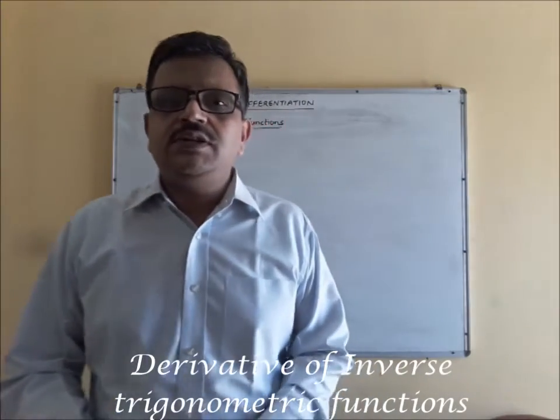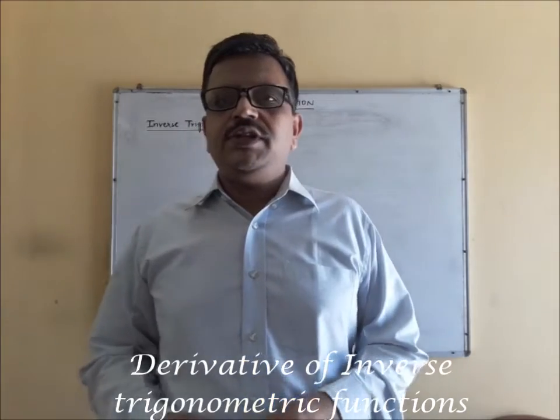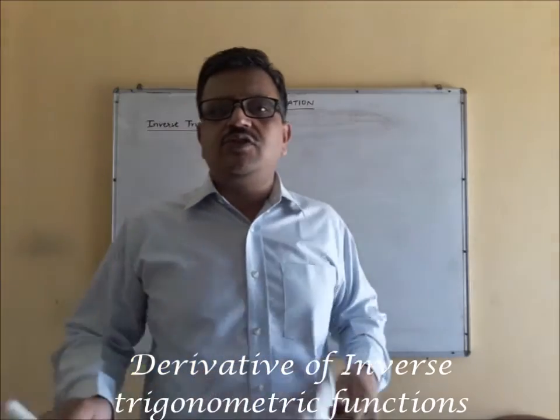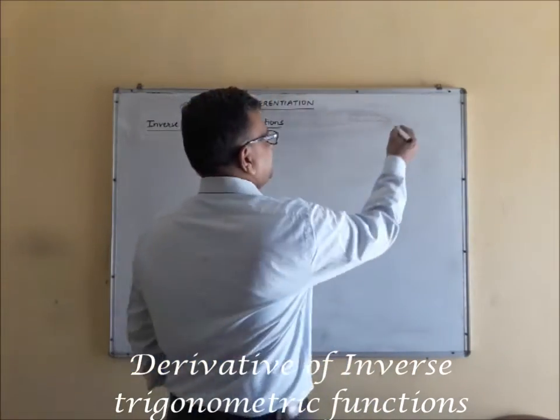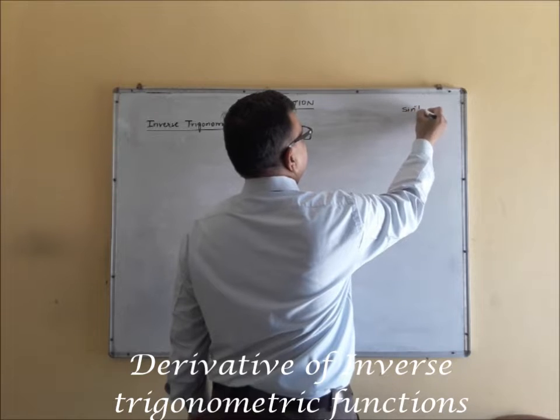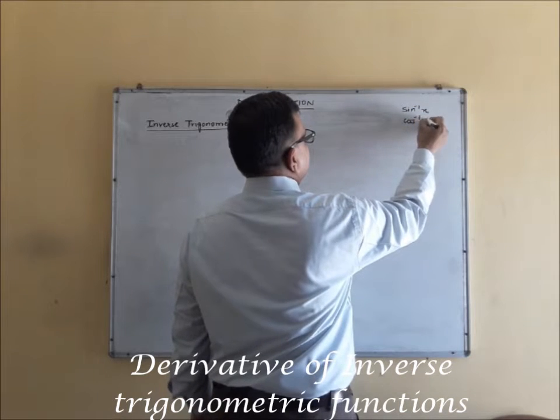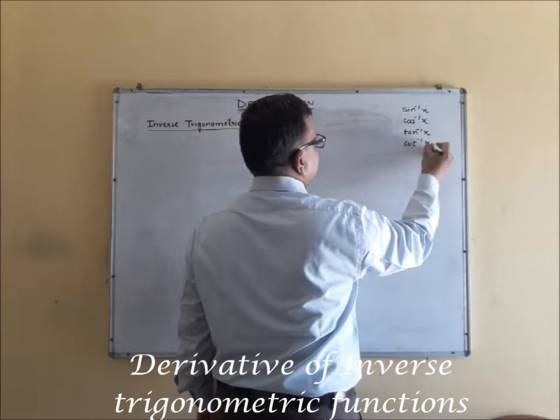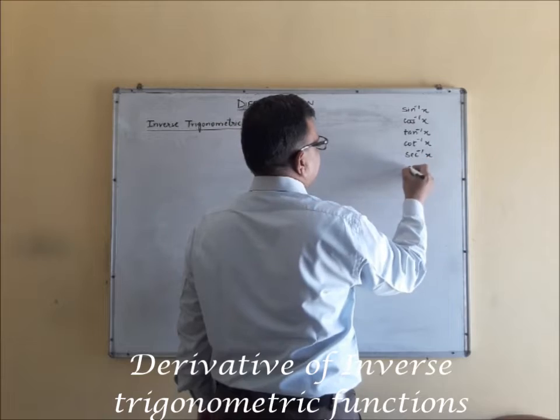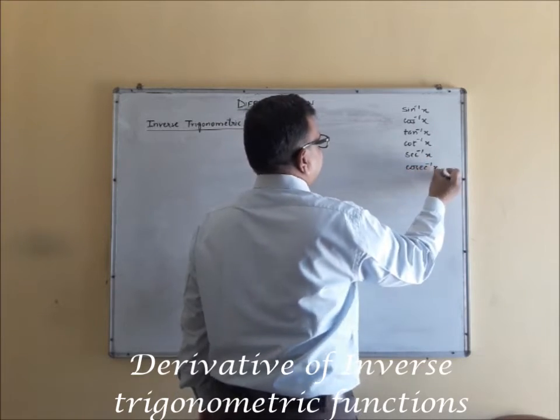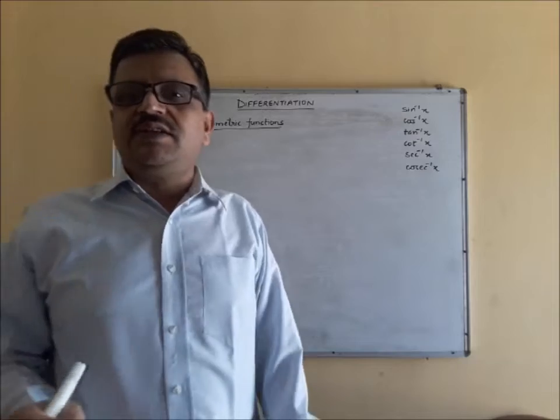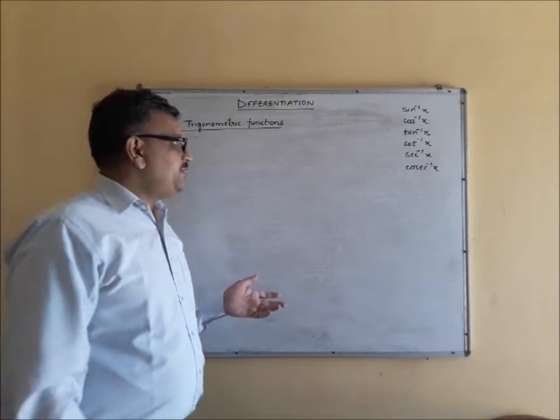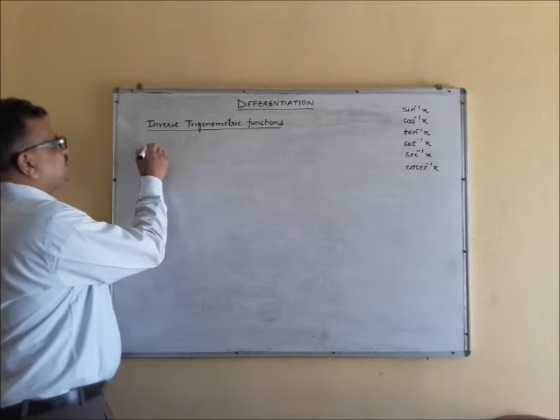Children, now we will learn how to find out the derivative of inverse trigonometric functions. We have six inverse trigonometric functions: sine inverse x, cos inverse x, tan inverse x, cot inverse x, sec inverse x, cosec inverse x. So these are six inverse trigonometric functions, and we will learn how to find out their derivatives. First is sine inverse x.